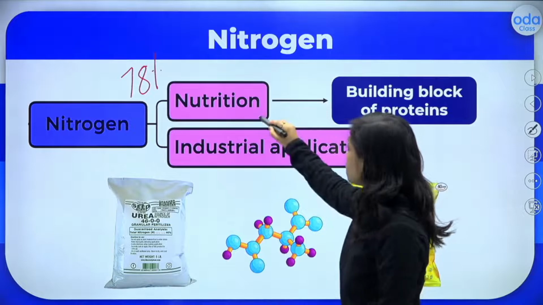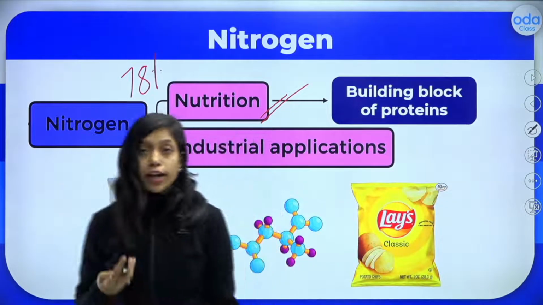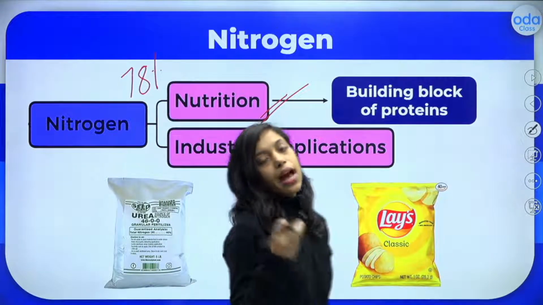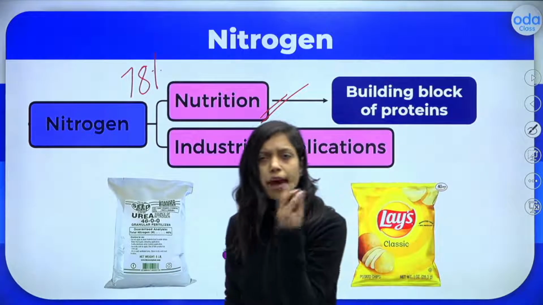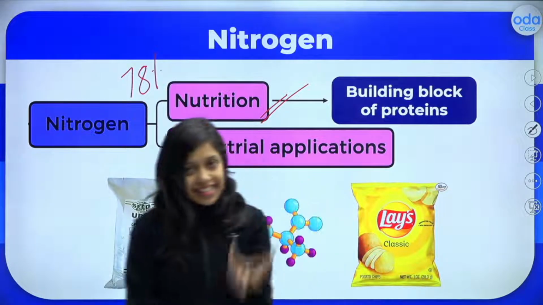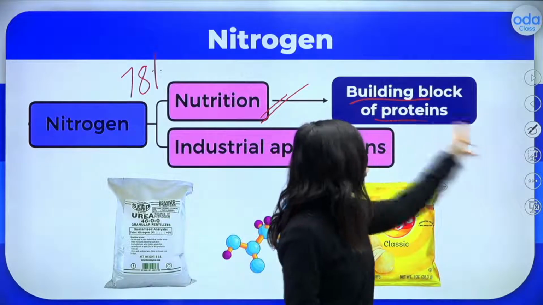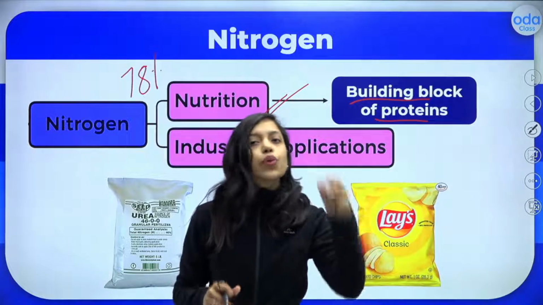First thing, it helps in nutrition. Have you ever heard of nitrogen fixing bacteria? Yes, the nitrogen fixation which happens in plants, by nitrogen fixing bacteria like rhizobium. Have you heard of these bacteria? Exactly. For plant nutrition, nitrogen is also the building block of proteins. Along with that, for the plant, it is very important.